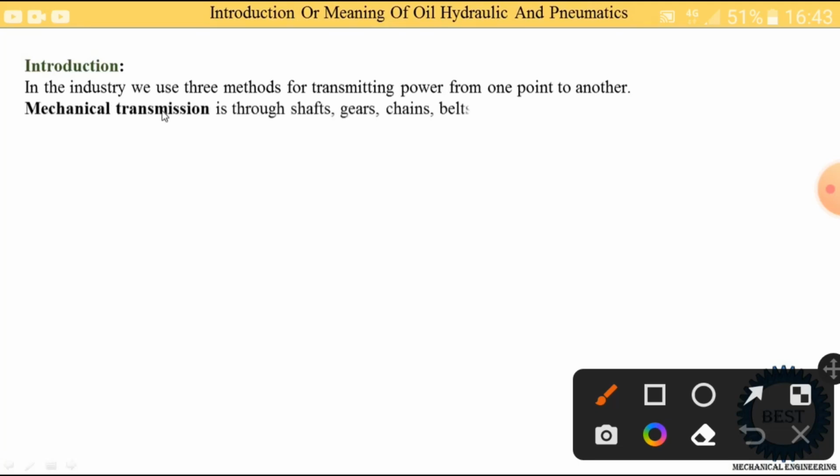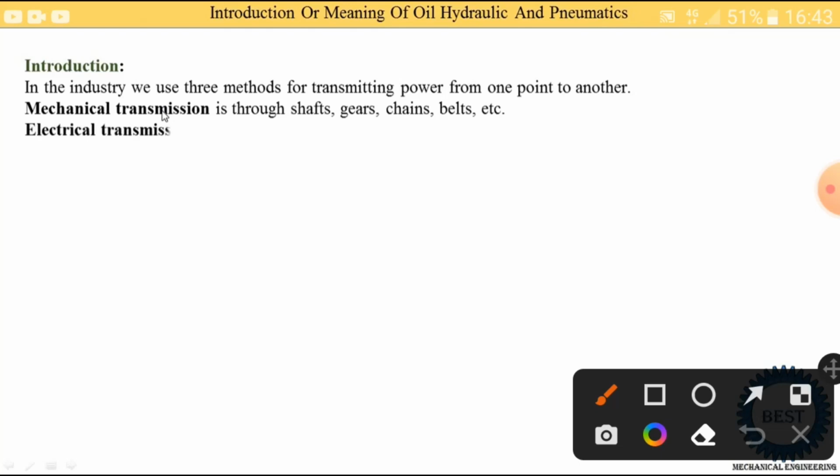In mechanical transmission, it is the motion transmission. All these motion transmissions require a shaft, gear, chain, and belts. So power is transferred by using the shaft, gear, gearbox, chains, and belt. It is called the mechanical transmission system.